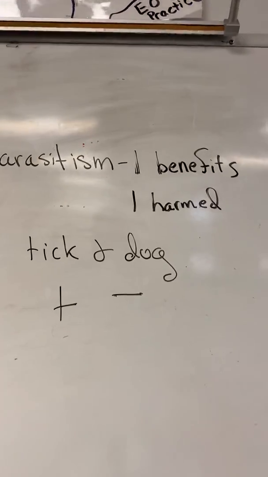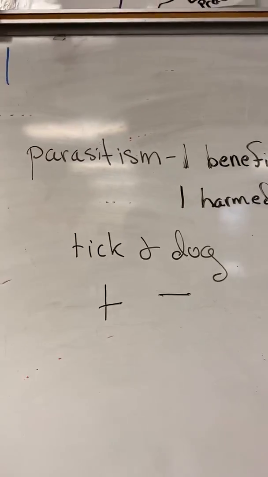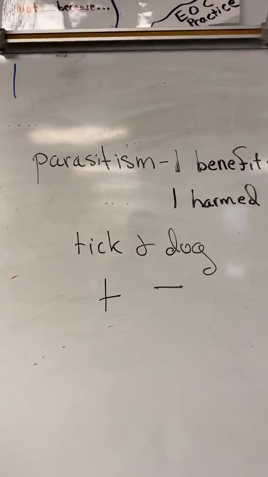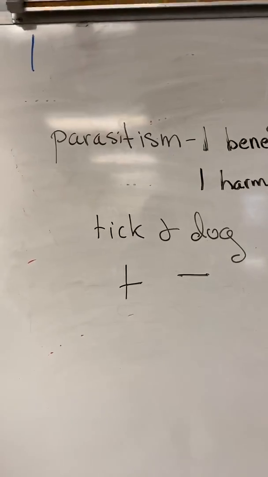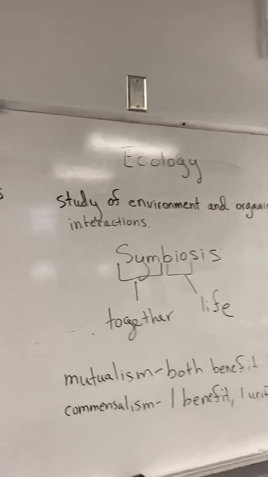And parasitism is when one organism benefits and then one is harmed from the relationship, right? And so a classic example of that is a tick and a dog, where the tick is winning, so we give them the positive sign, and then the dog is losing, okay? So that's my little lecturette on symbiosis.